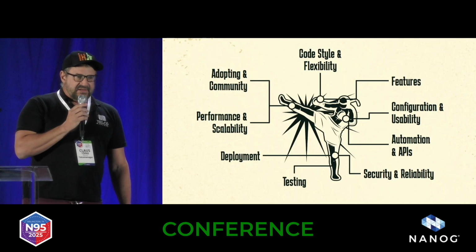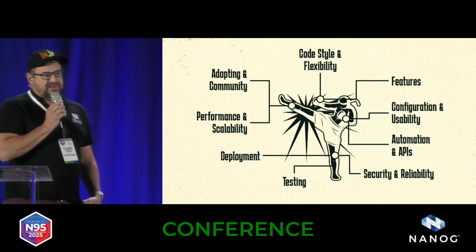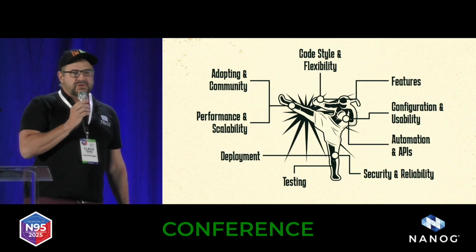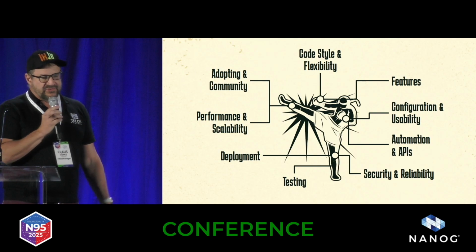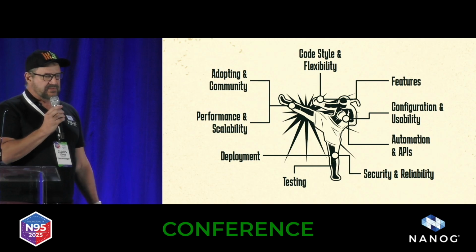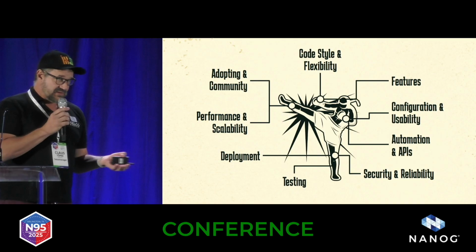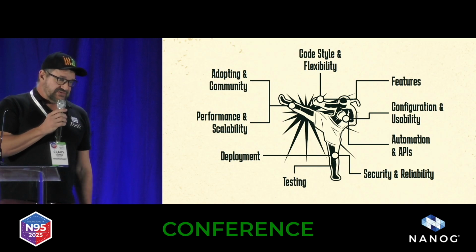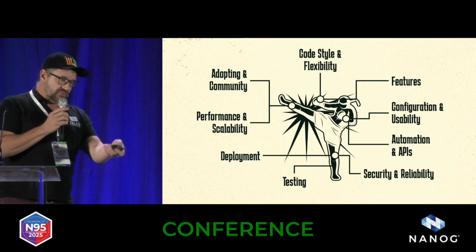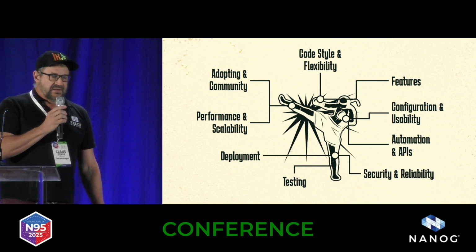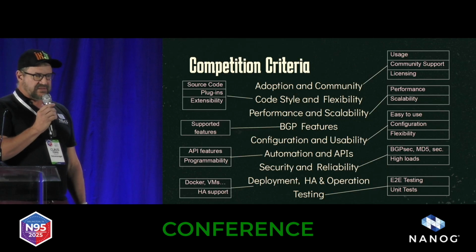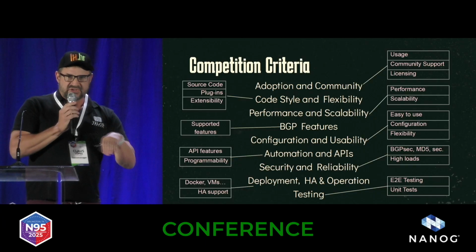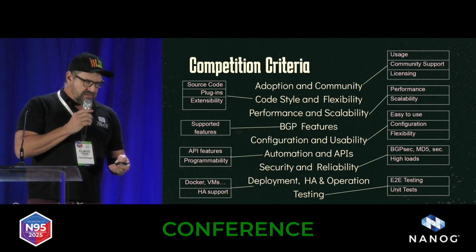So the criteria here are my choice. I put those items here. We're going to go through code style, flexibility, features, configuration, automation and APIs, security and testing, deployment, and performance, which is going to be the most fun bit of this presentation. And then we are also talking about adoption and community. So that's going to be the first item here.